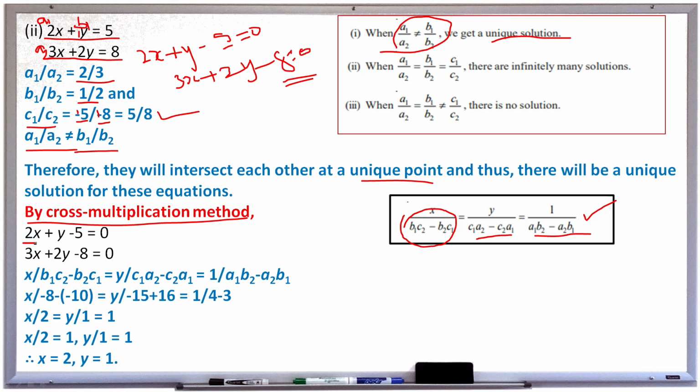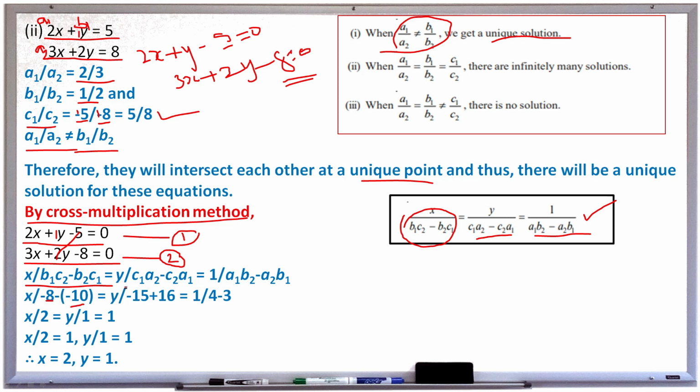2x plus y minus 5 is equal to 0. This is equation number 1. 3x plus 2y minus 8 is equal to 0. That is equation number 2. Now we are going to find the value of x by b1 c2 minus b2 c1. The b1 value, you can apply minus 8, when you multiply by 1, here 1 is there, so 1 into minus 8, minus of 2 into 5 is 10, here minus is there, so minus 10.